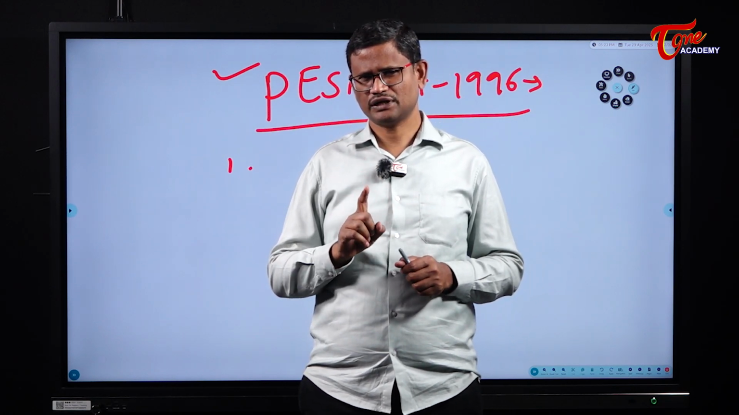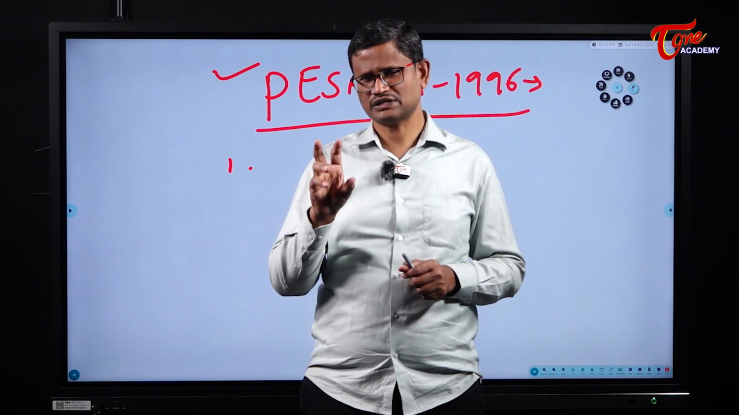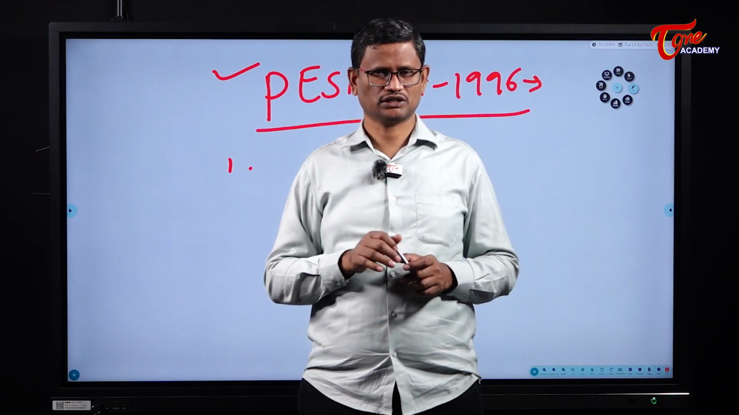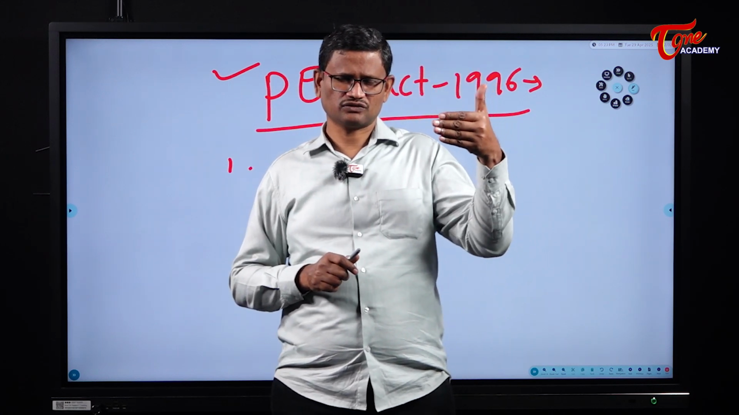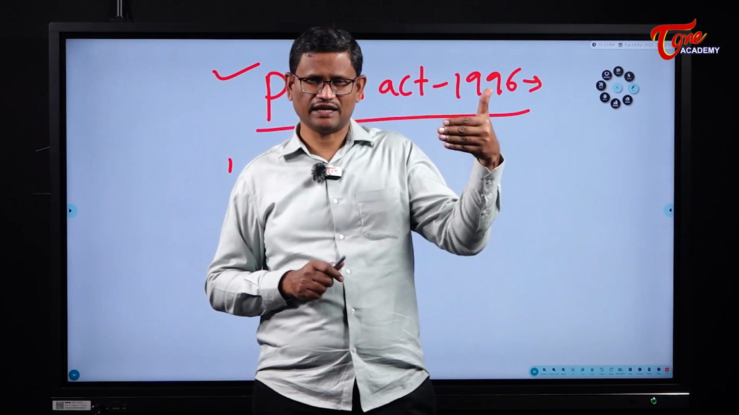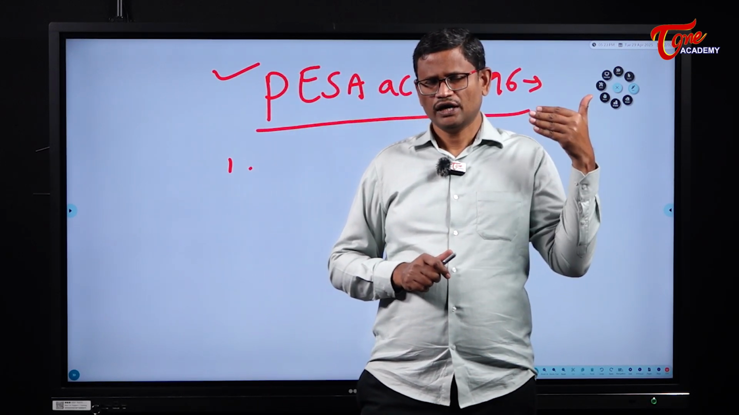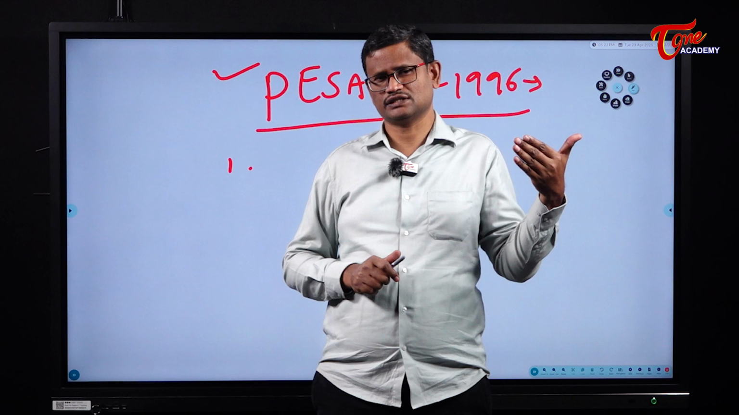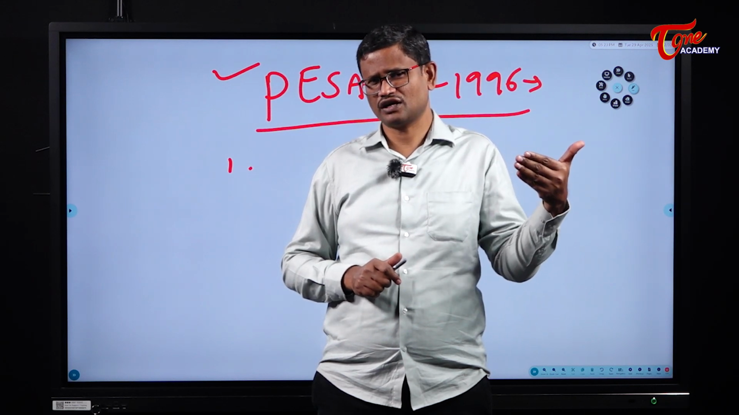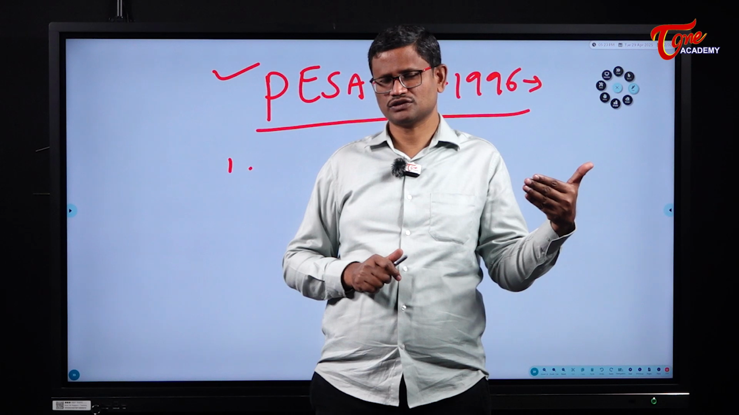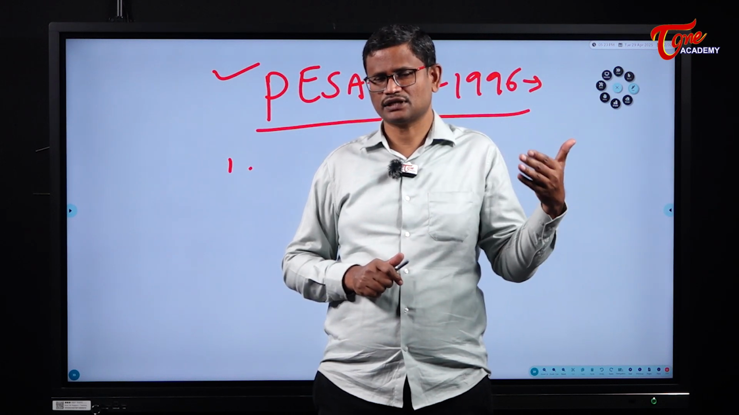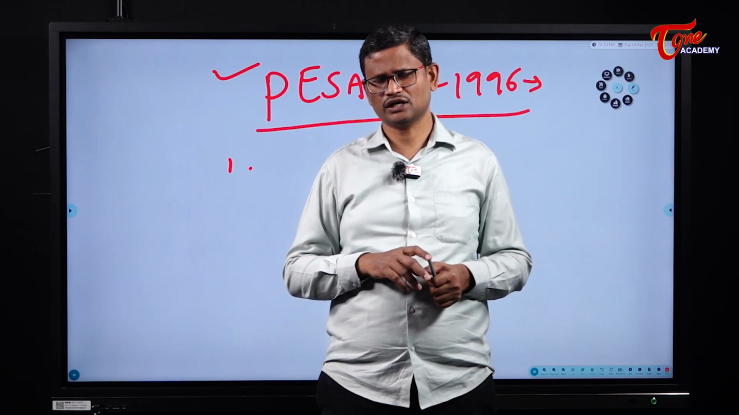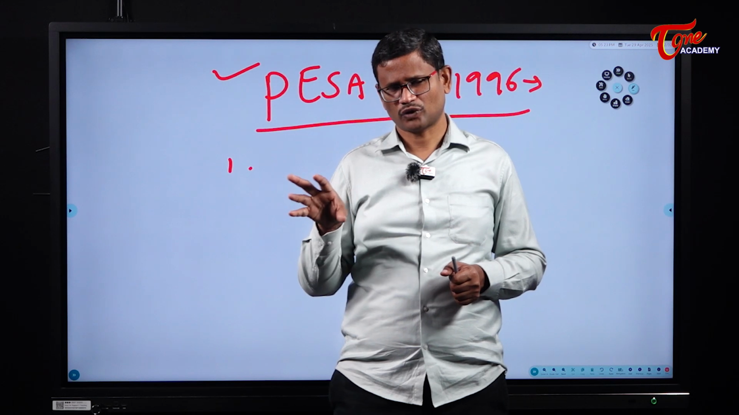So, when the PESA Act was made in 1996, its purpose was to give self-governance to the tribals in the 5th schedule areas. We know that the 5th schedule areas were most affected by Naxalism, the left-wing extremism. So, the PESA Act 1996 was thought of as an answer to Naxalism. By giving self-governance to the tribals in the 5th schedule areas, we wanted to win over the minds and hearts of the tribal communities. And many had optimism that PESA will be an answer to the problem of Naxalism.